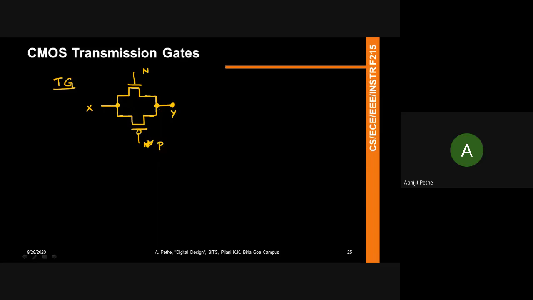So it consists of a connection, basically I've connected an NMOS and a PMOS in parallel to each other. So how does the transmission gate work? The transmission gate works very simply: the transmission gate is closed, that is, X is equal to Y when N is equal to 1 and P is equal to 0. So when I turn on the NMOS and turn on the PMOS, then my X is equal to Y.